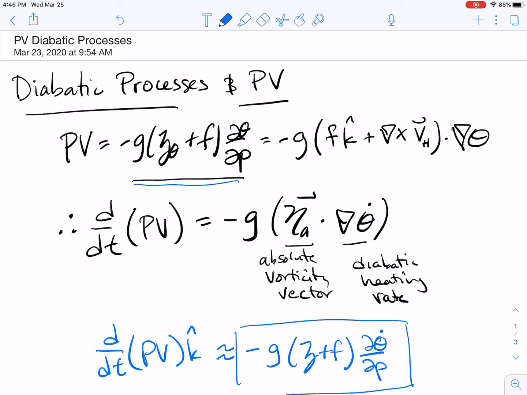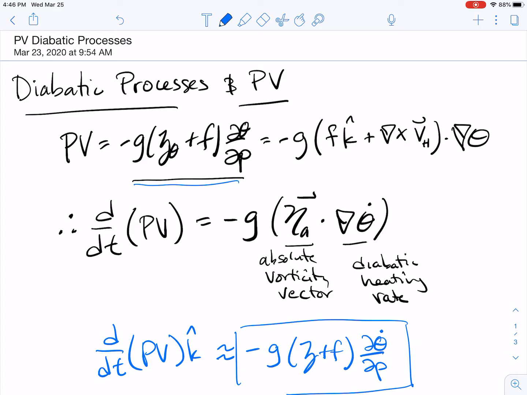Instead of looking at just the rate of change of theta with height, or with pressure, we are looking at the rate of change of our diabatic heating rate with respect to pressure. Otherwise we get a very similar solution here, and this is going to allow a very elegant reading of how the diabatic heating rate influences our PV distribution throughout the atmosphere.